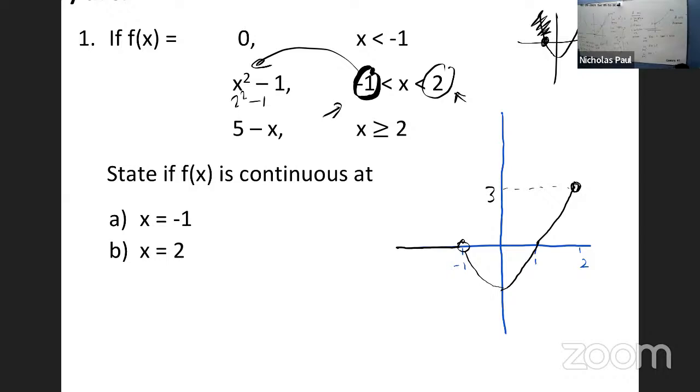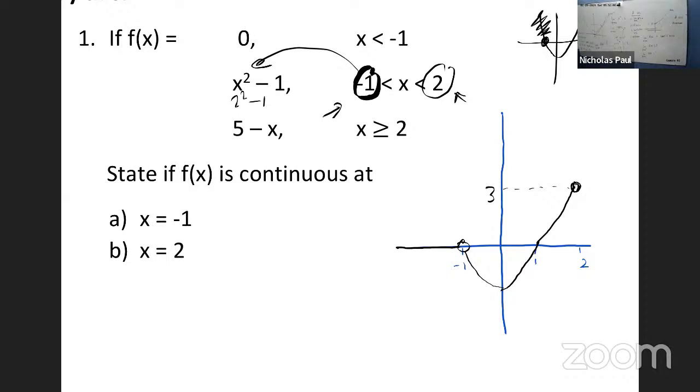Right? And the last one, 5 minus x, is a what? A curve, a straight line, right? With a negative gradient, right? So which way will it go? Down or up? It'll go down.